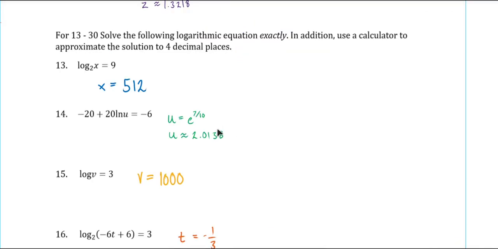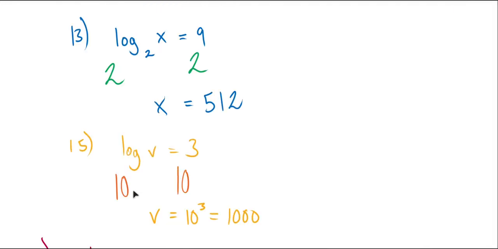You're going to want to include both forms of the answer unless it's something particularly nice, like it is for 15. For 15, we have log base 10, common log, of v is equal to 3. Just rewriting this in exponential form, or better yet, raising both sides into the power of 10, we get that v is equal to 10 to the power of 3. 10 to the power of 3 is 1,000.